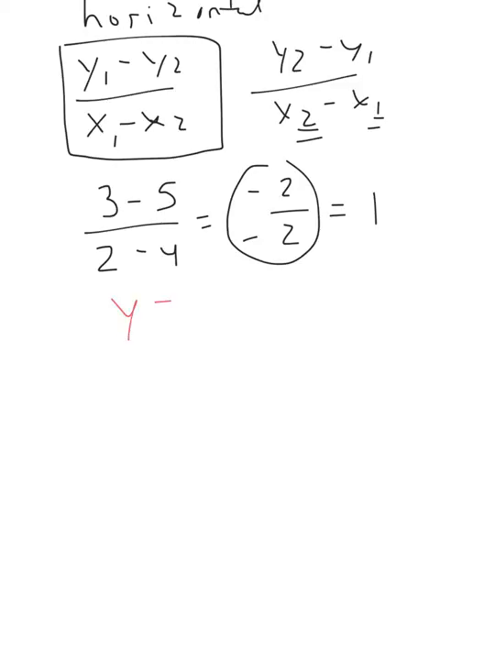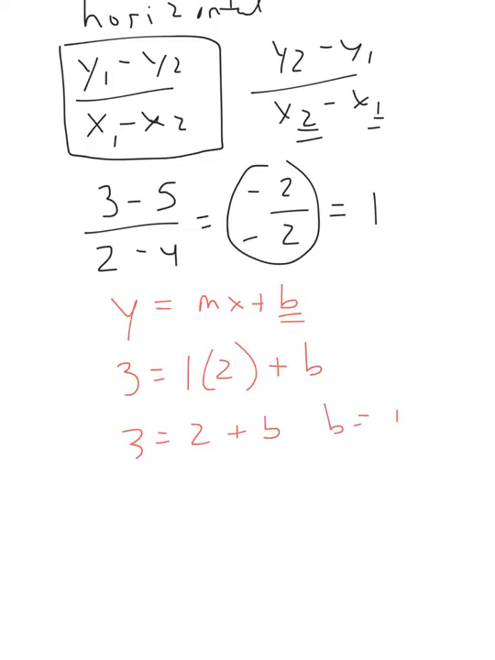Now let's plug that in. We're still trying to find the y-intercept, we don't know what b is. We know the y is 3, the slope is 1, the x is 2. So we have 3 equals 2 plus b, so b must equal 1. So we know that the line is y equals, because the slope is 1, 1x or just x, plus 1. To confirm we're right, let's look at the other ordered pair.